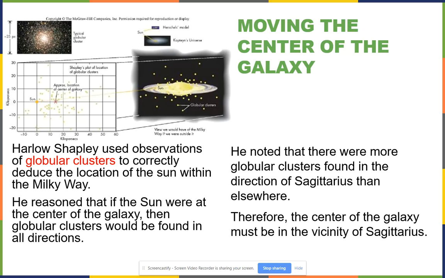So he did it by studying globular clusters. And by using the Cepheid variables, he was able to calculate a distance to different things. And so he was able to get a more accurate distance measurement. Not accurate, but more accurate.